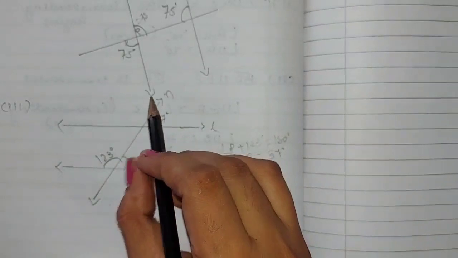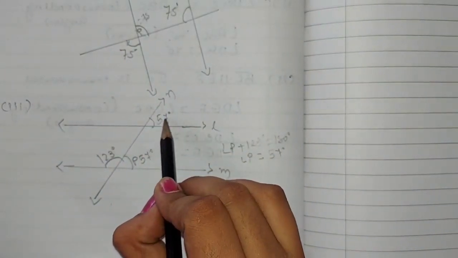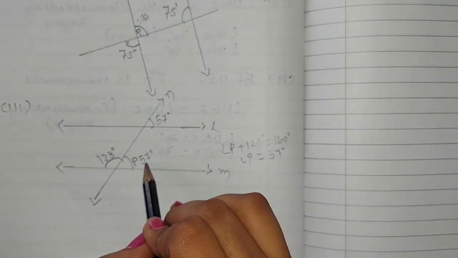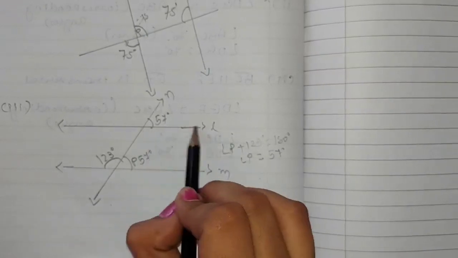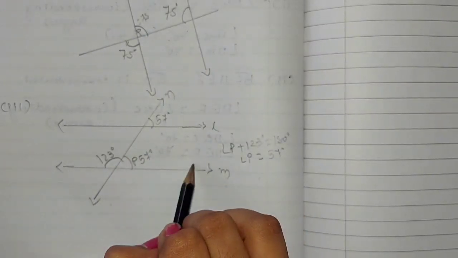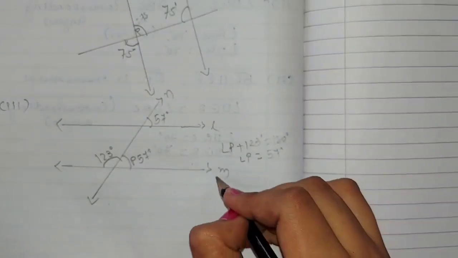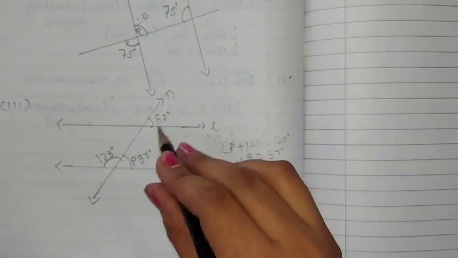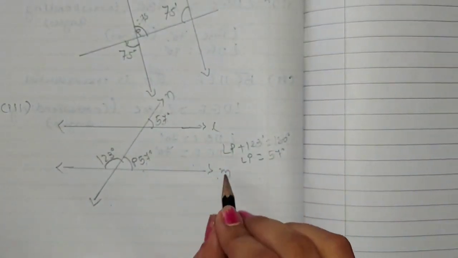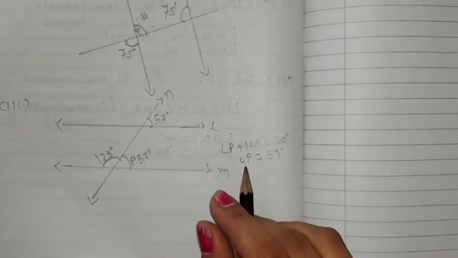Now we can observe this angle. Here also 57 degrees is given, and here P we get 57 degrees. It follows which property? Corresponding angles property. Hence here L is parallel to M because we get the same angles. So L is parallel to M.